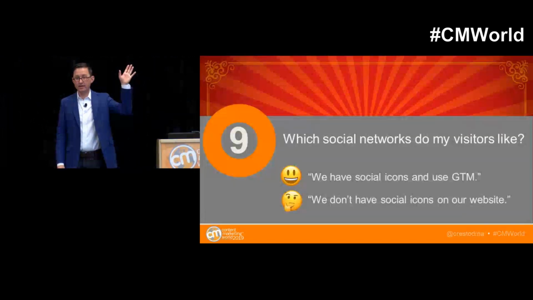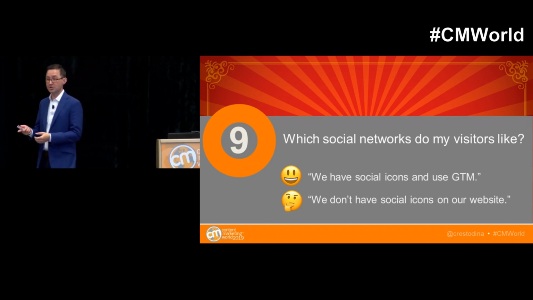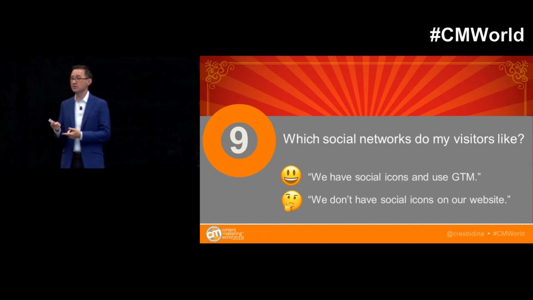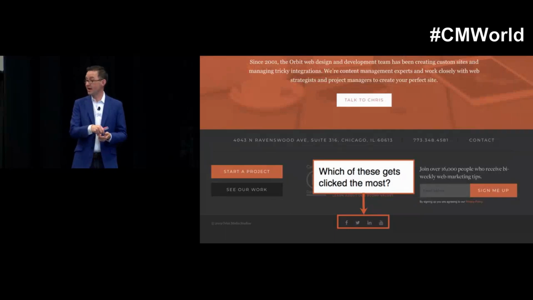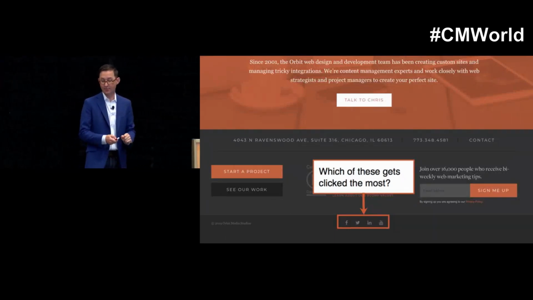Anyone here have social media icons on their website? It's more than 95%, almost all of us, right? Which of those gets clicked the most? Anyone know? Most people do not know. If you have Google Tag Manager, I'm going to show you a step-by-step process for actually answering this question. Which of those social media icons gets clicked the most? Turns out you were running a poll down there, you just hadn't thought of it that way.